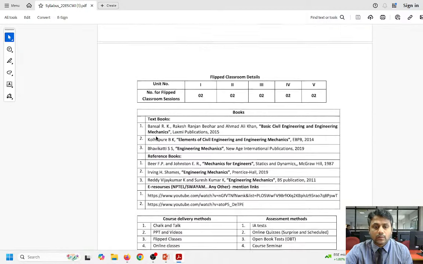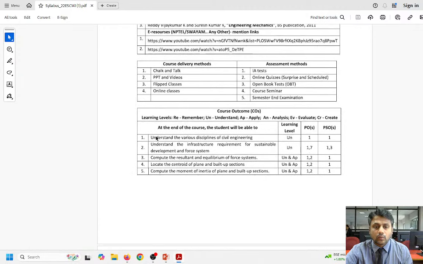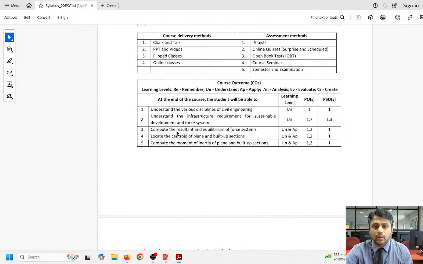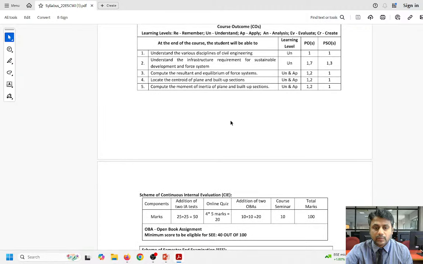Now let us also look at what the outcomes are. What will the students be able to do once they take this course? They'll obviously be able to understand different disciplines of civil engineering. Then what are the infrastructure requirements for sustainable development? Then compute resultant and equilibrium of force systems. They'll be able to locate the centroid of plane and built up sections, and compute the moment of inertia of plane and built up sections, which we have already discussed. So that is about this course.